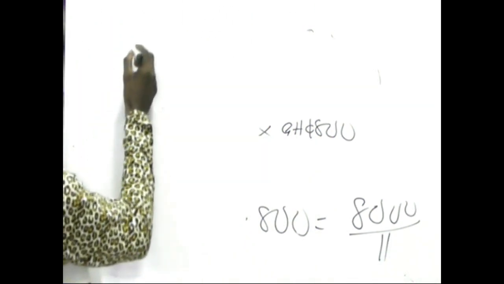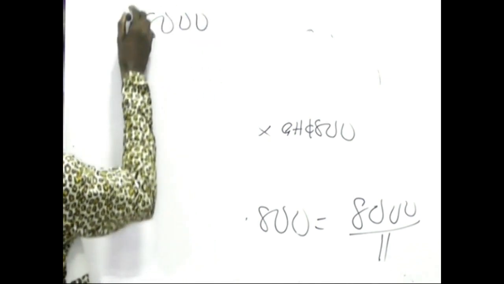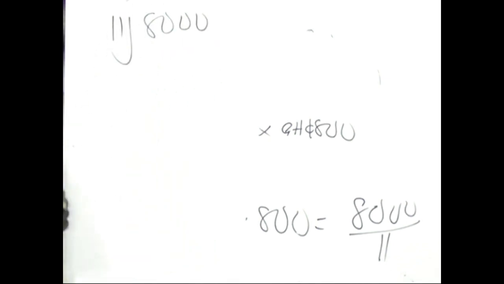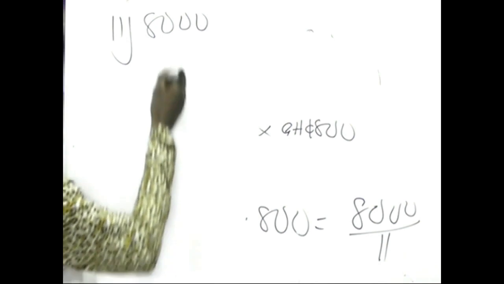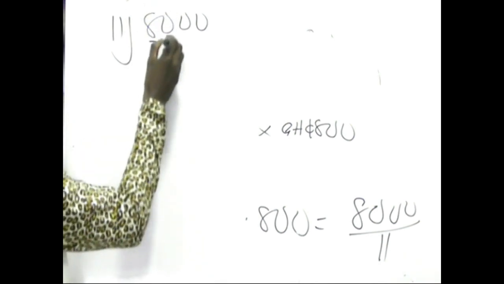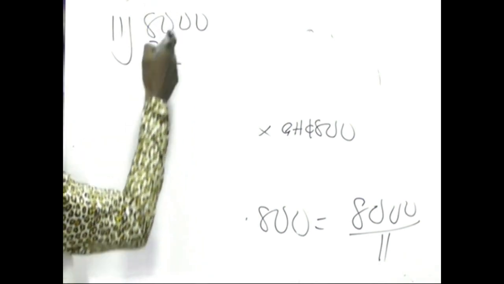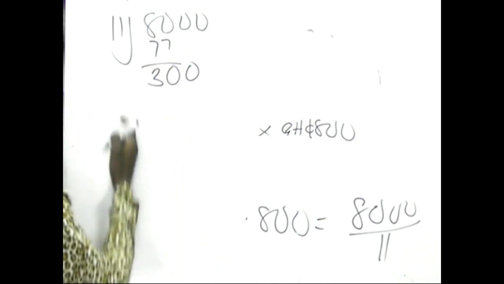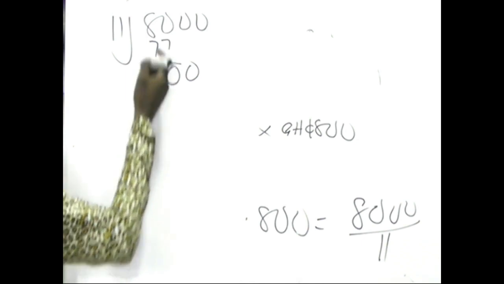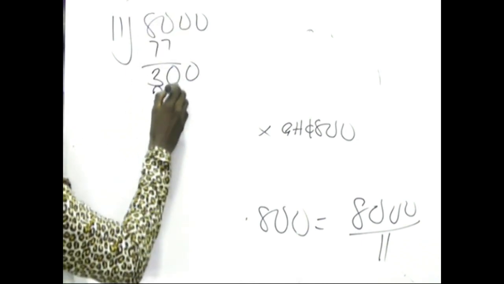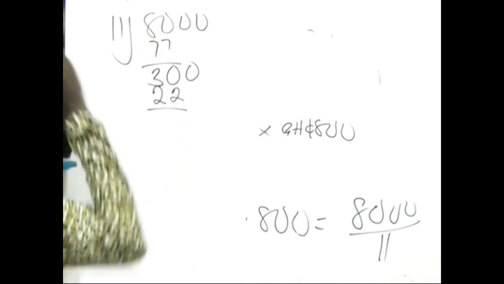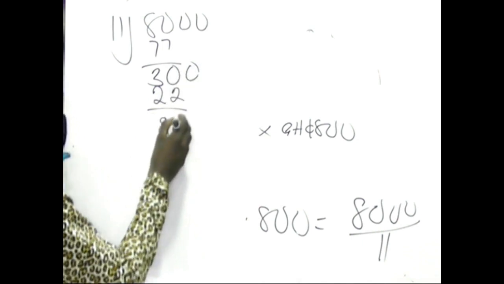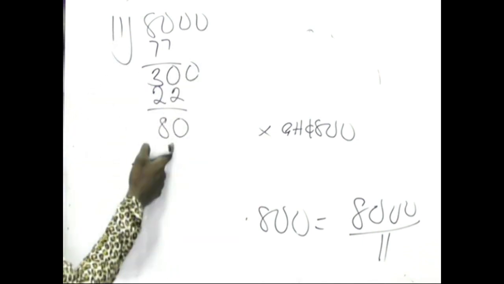And so we have our 8,000 divided by 11. 11 will go into 80 seven times. We have 77, we have 3. This one will be 30 or 300. This one will go into 32. We have 22. If we subtract, we are going to get 8. We add our 0, we have 80. This one will go there 7.